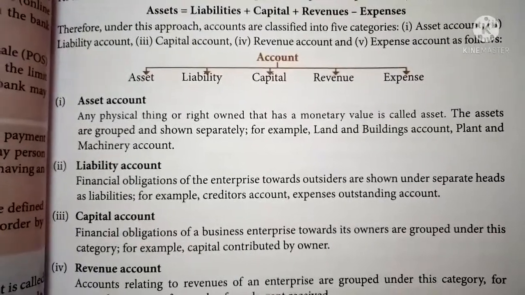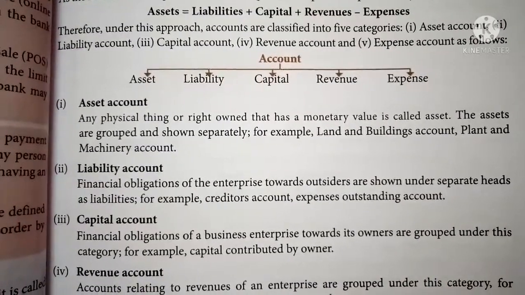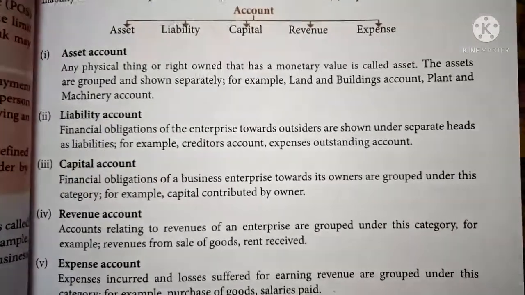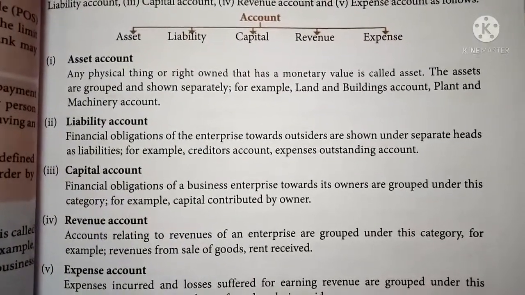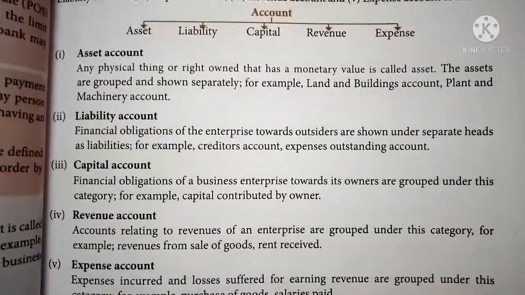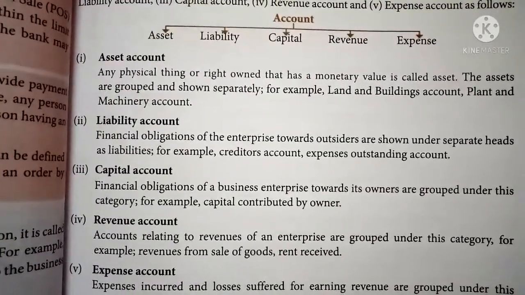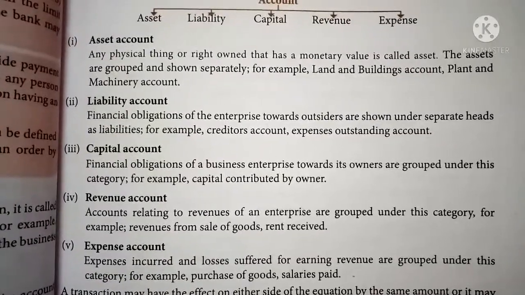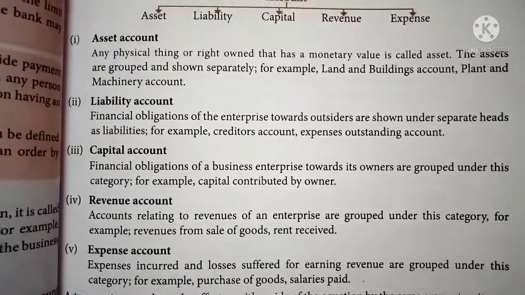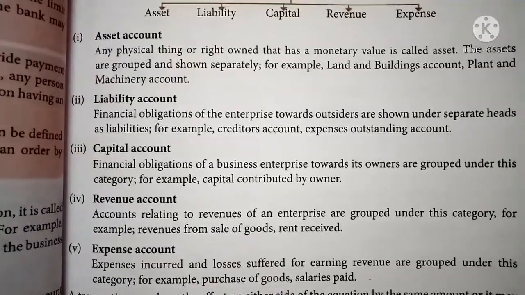Capital account: financial obligations of a business enterprise towards its owner are grouped under this category. It is called the capital account, that is, capital contributed by the owner. Revenue account means accounts related to the revenue of an enterprise are grouped under this category. So all the income received by the business concern from outside, that is sale of goods and rent received, are some examples of revenue accounts. Expense account: expenses incurred and losses suffered for earning revenue are grouped under this category. Purchase of goods and expenses paid towards salary, wages, etc. come under expense account.